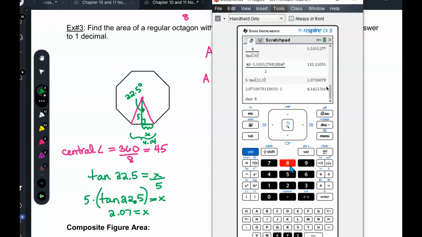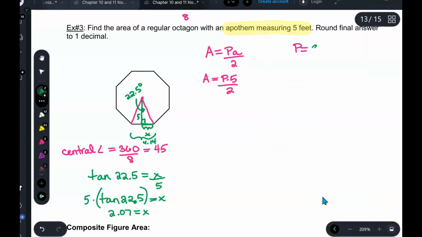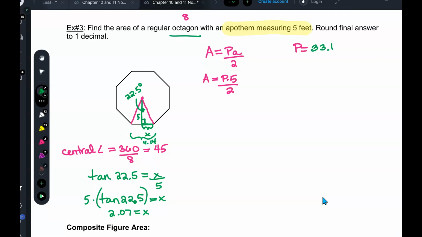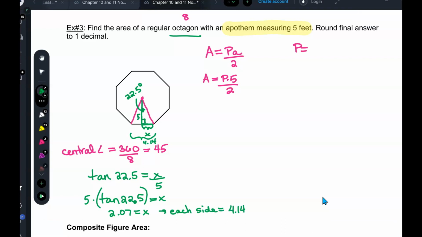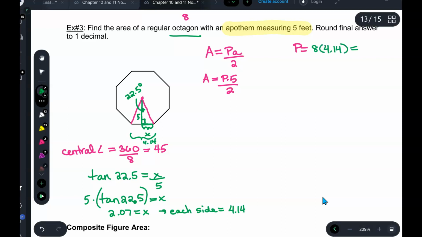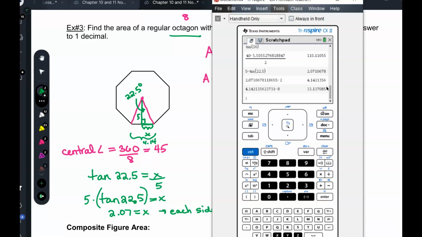And then I multiply by 8, because it's an octagon. I get 33.1. Okay, each side is 4.14. So then the perimeter is going to be 8 times 4.14, which gives me 33.1.